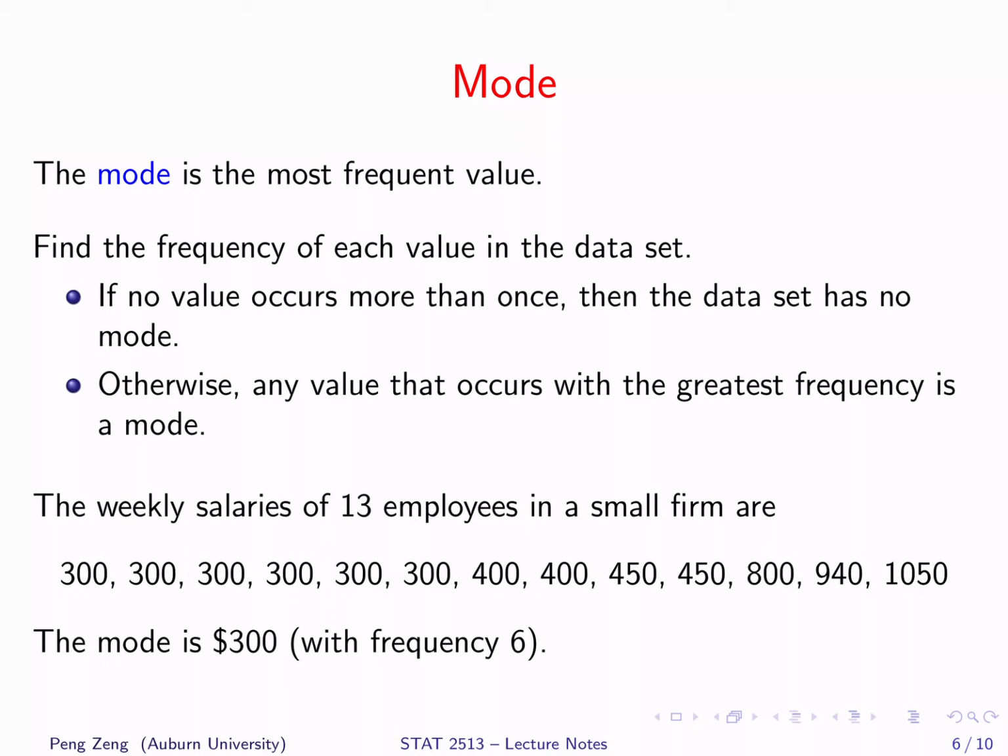Look at this example. There are weekly salaries of 13 employees in a small firm. We can see that 300 has the largest frequency. It appears 6 times. So the mode for this dataset is 300.